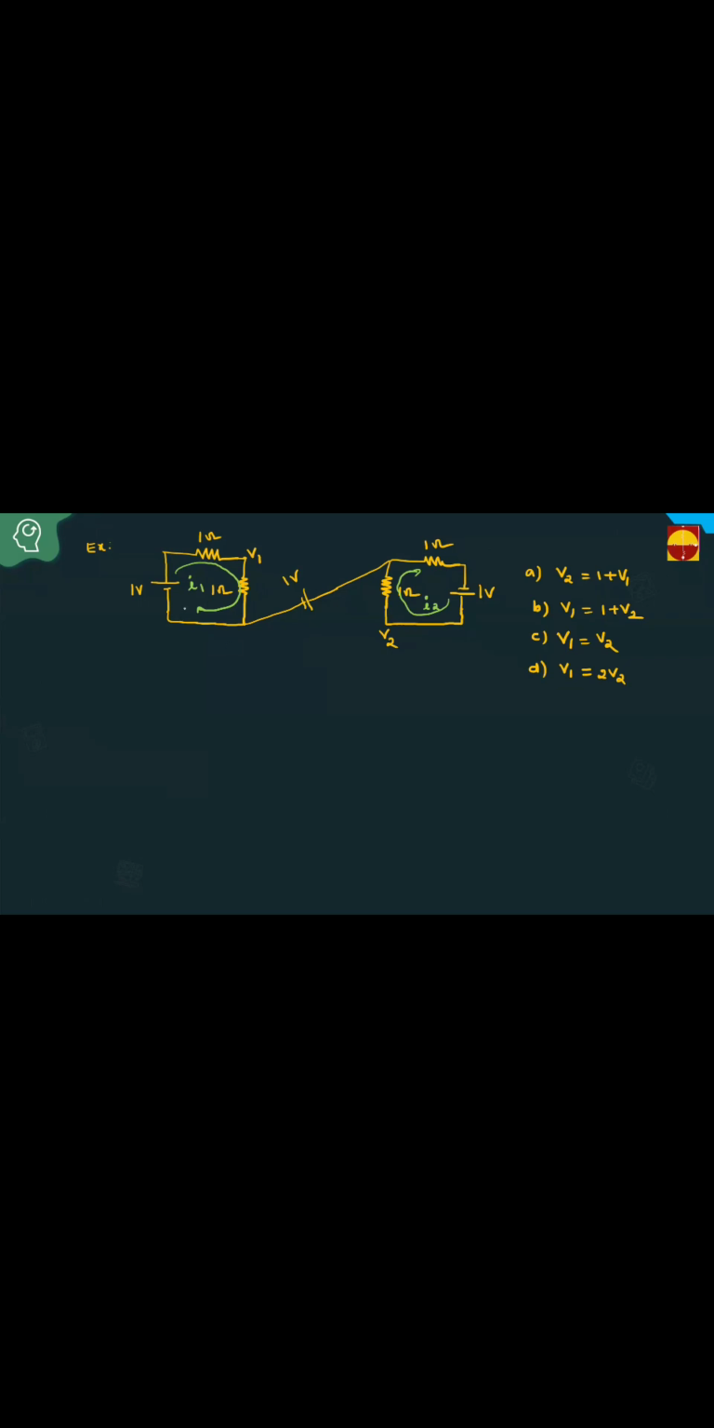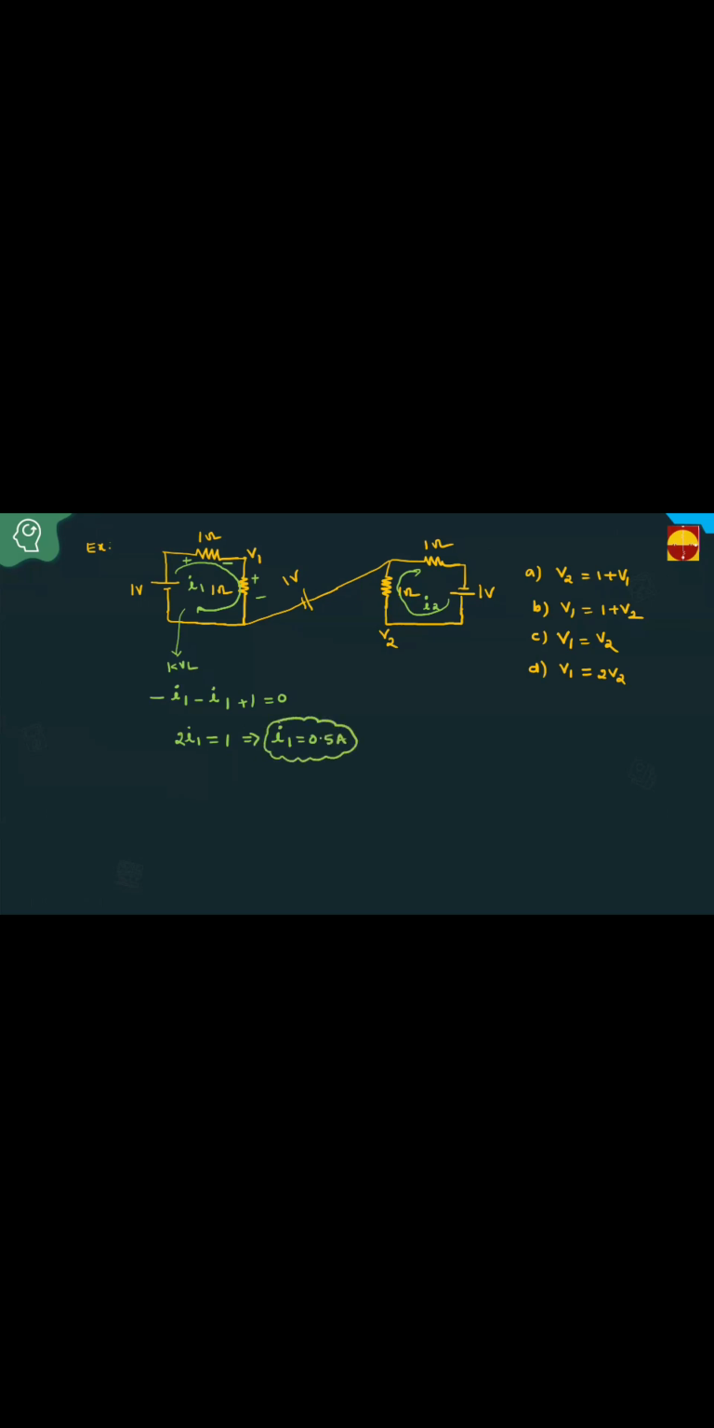Now apply KVL here, friends. If you apply KVL here, what do you get? Positive, negative, positive, negative: minus I1, minus I1, negative, positive, plus 1, equal to 0. Then 2I1 equals 1. What is I1? I1 equals 0.5 amps.